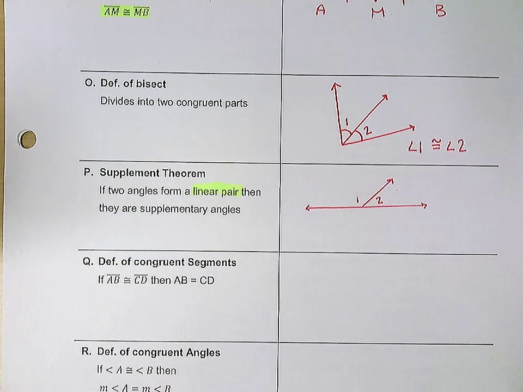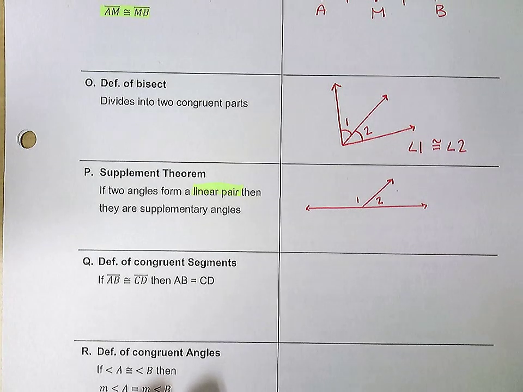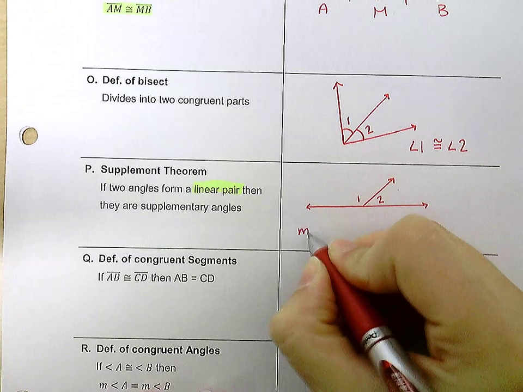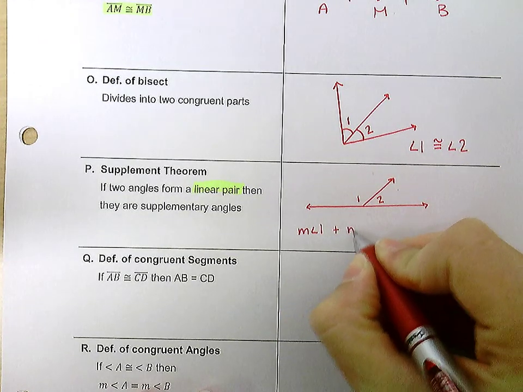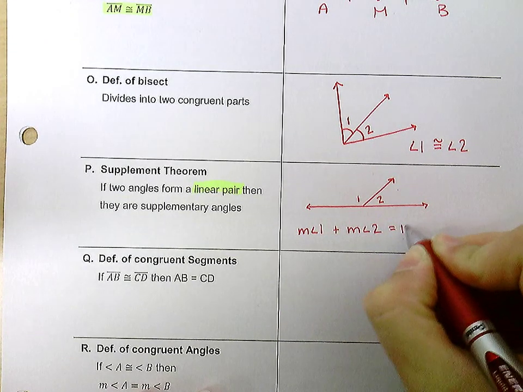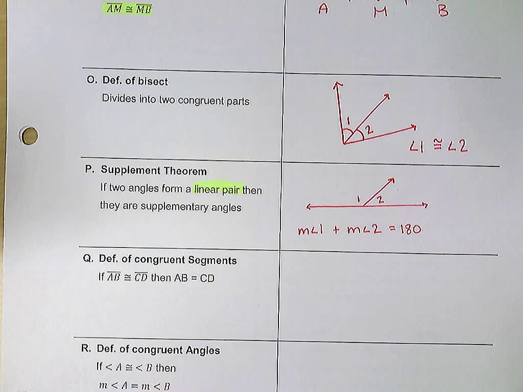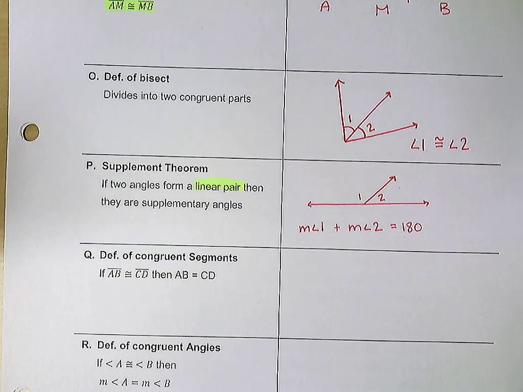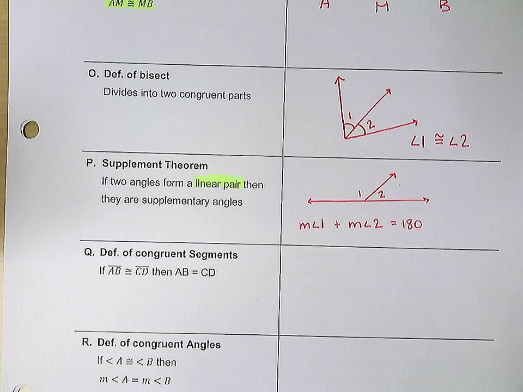So if I see two angles forming a straight line, I can use the supplement theorem to state that the measure of angle 1 plus the measure of angle 2 would equal 180. We know when something forms a straight line, you can add the angles together to be 180. And again, the keyword is linear pair for the supplement theorem.